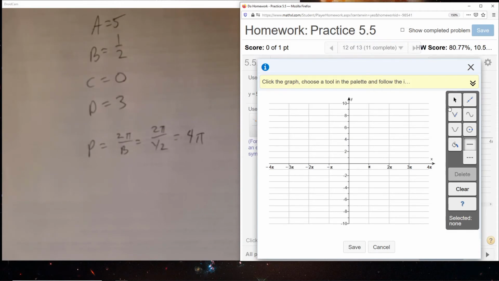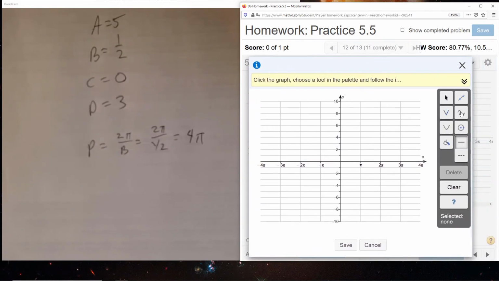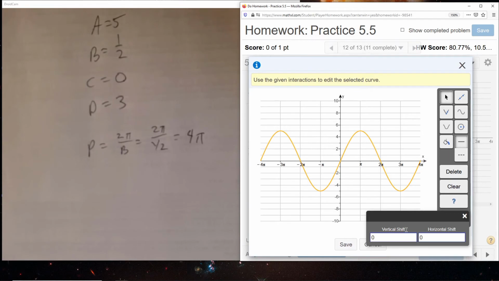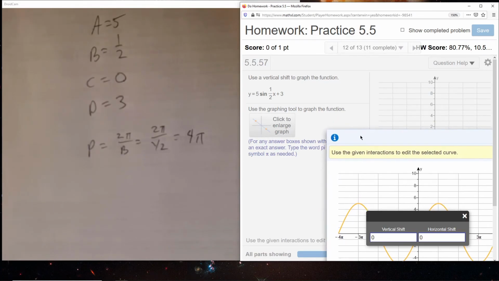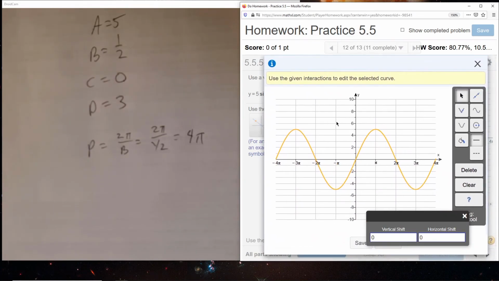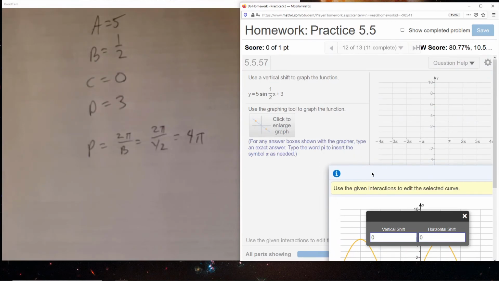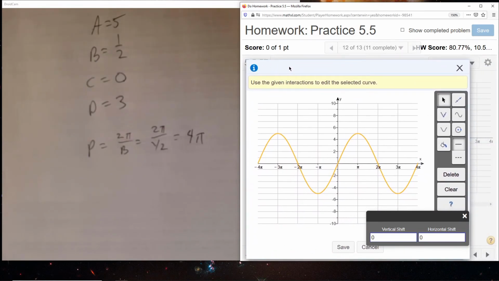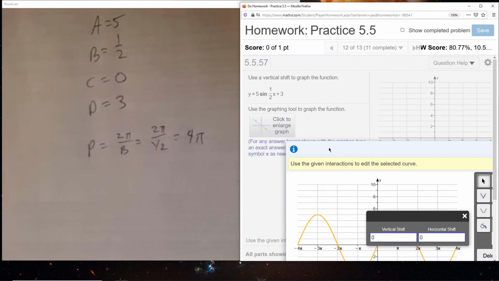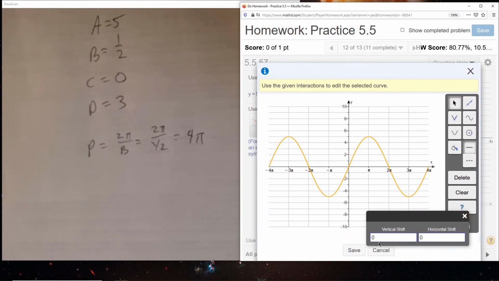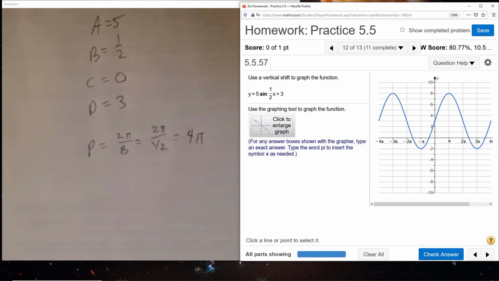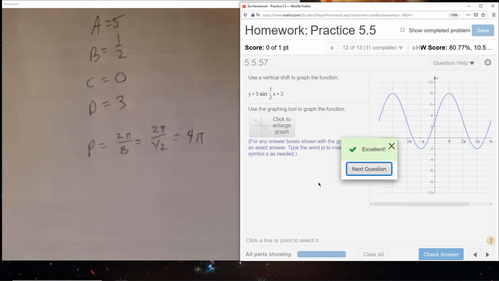So we're graphing sine. We'll click it in there. And what? It automatically gives the correct amplitude and period. Okay? So all we have to do is enter in the vertical shift. Huh. All right, that's simple enough. They made that seem a lot more complicated than it actually is.